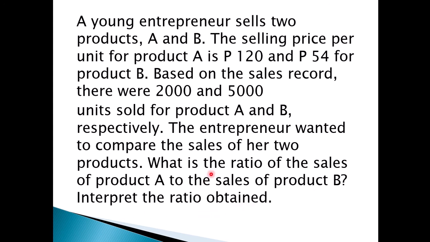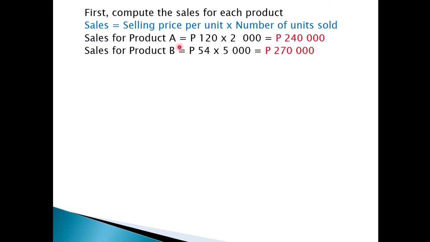Okay, so the question here is we need to solve for the ratio of sales of product A to the sales of product B, and after that, we interpret the ratio obtained. Let's start by computing the sales for each product. Solving for the sales, we have a formula. Sales is equal to selling price per unit times number of units sold. Based on our given, we have the selling price. We also have the number of units sold. Therefore, we are ready to solve for the sales for product A and product B, respectively.